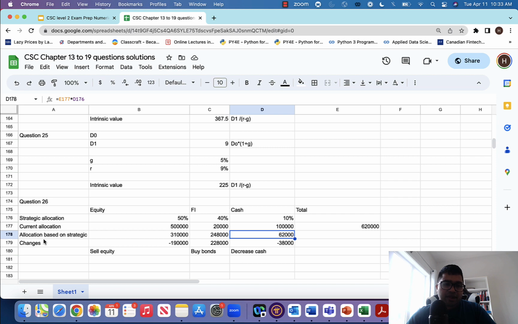Current is different, so I have to rebalance. So the changes are the strategic allocation minus the current allocation. So it will be 310 minus 500, 190 negative, 248 minus 20, 228 positive, and 62 minus 100, 38 negative. A negative value means you have to sell. A positive value means you have to buy. So the changes that you have to make: you have to sell equity worth $190,000, buy bonds worth $228,000, and you have to decrease the cash allocation by investing $38,000. So this is the rebalancing that is required.